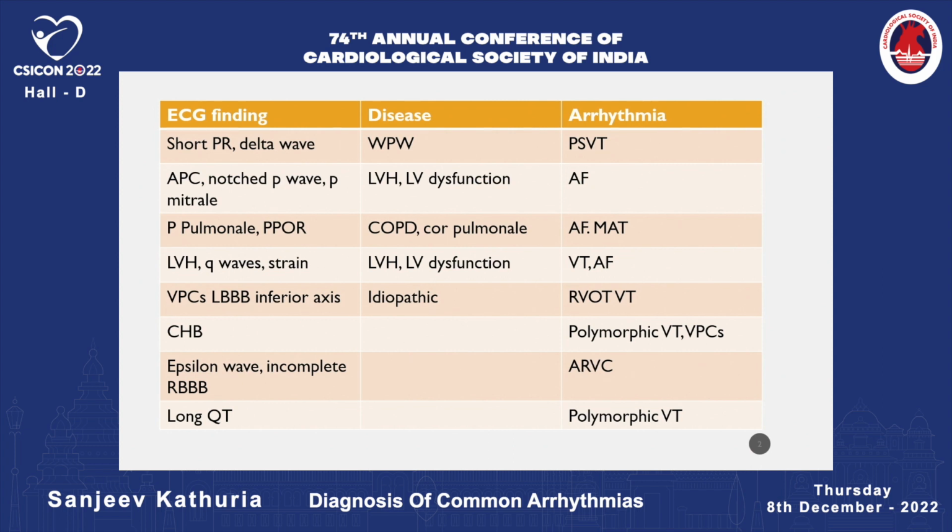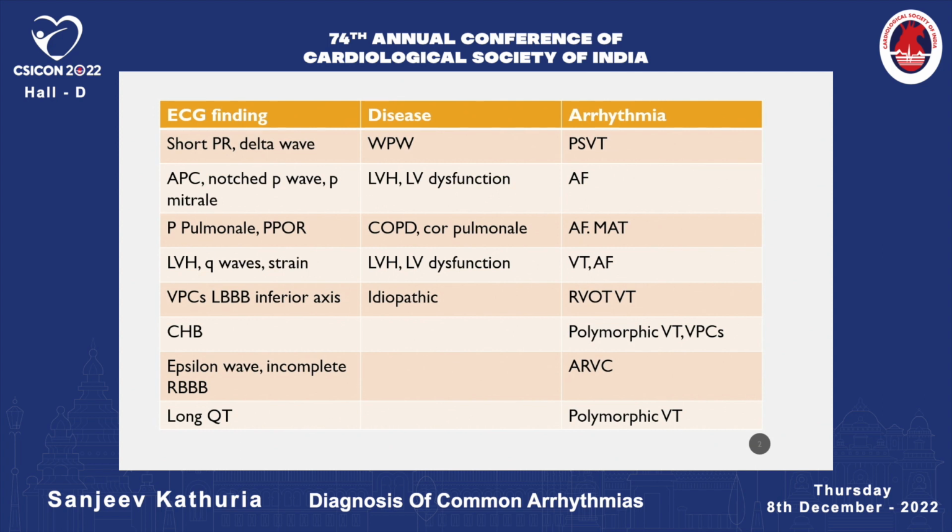This is the basics. Now you're talking about a diagnosis of common arrhythmias. You can do it in the EP lab, but there are some subtle signs which you must have because you're talking about diagnosis. So you have a short PR interval, a delta wave, so you can think of WPW. You have notched P waves, you can think of LV dysfunction.